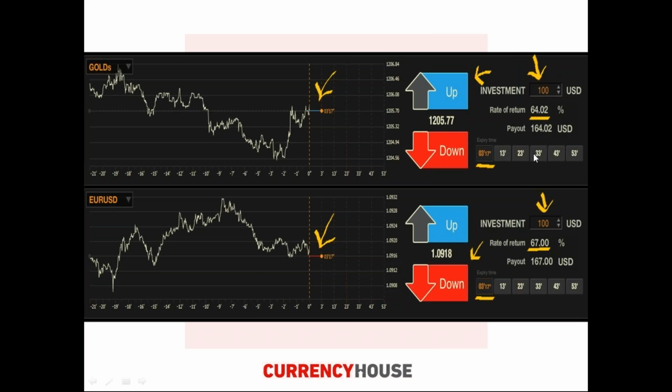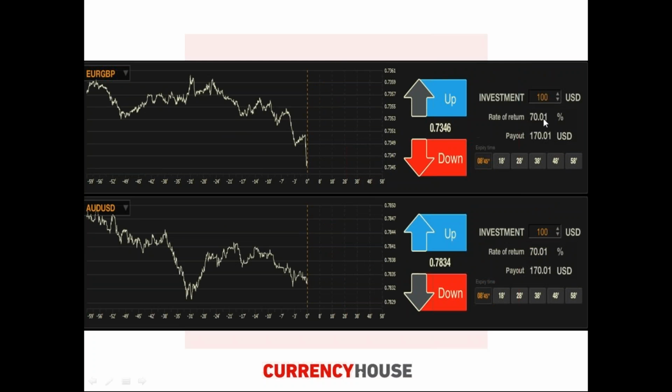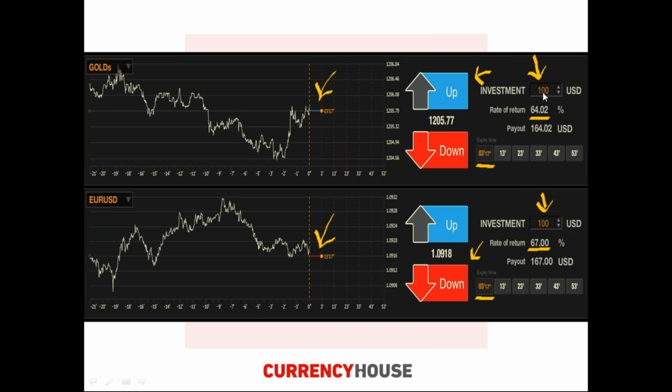So you pick an expiry time, you pick an investment. Sorry, let's go back here. You pick an investment, and then you pick up or down. Okay, so looking at this market indicator line, the trend is pointing a little bit downward, but it's spiking back up. So this trader decided to pick up.